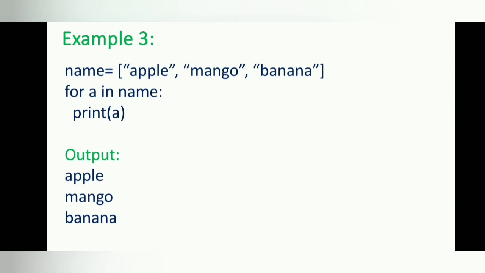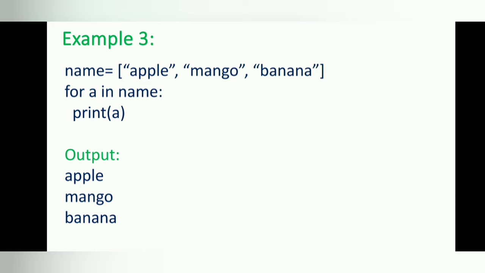So when my loop begins, the loop variable a is created and gets the first element in the list, which is apple. Then in the loop body, the print statement displays apple. Next, with the loop body finished, control jumps back to the top of the loop and the loop variable a gets the next item in the list, which is mango.